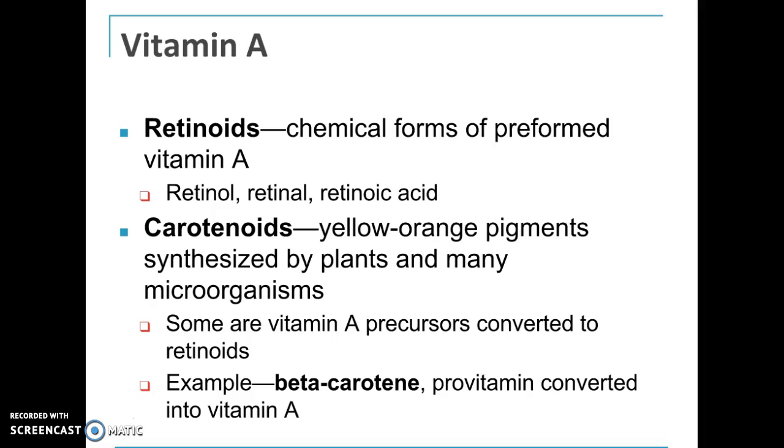Vitamin A includes two forms: the retinoids, which are preformed, retinol, retinal, and retinoic acid, and carotenoids, which are yellow-orange pigments that can be vitamin A precursors converted to retinoids. Beta-carotene is the classic one that we think about here.